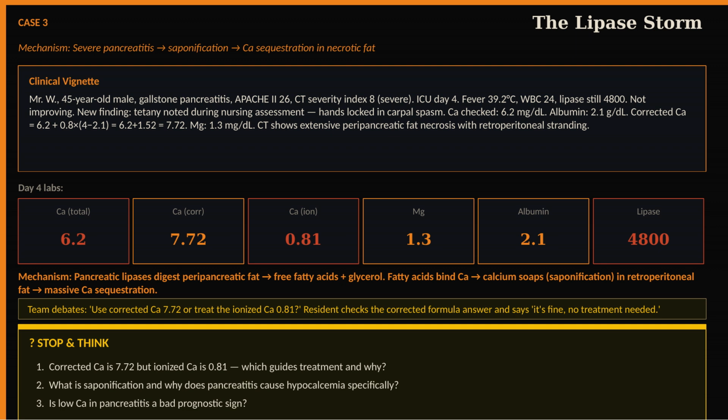The team starts debating. Do we treat the corrected calcium of 7.7 or the ionized of 0.81? The resident plugs into the correction formula, gets 7.7, and says, "It's fine, no treatment needed." Stop and think. Corrected calcium 7.7, but ionized 0.81. Which one guides treatment, and why? What is saponification, and why does pancreatitis specifically cause hypocalcemia? And is a low calcium in pancreatitis a bad prognostic sign?